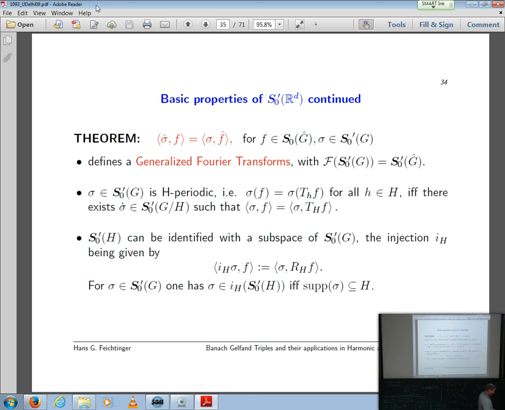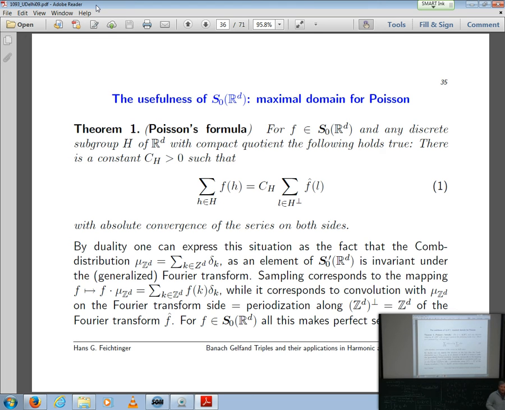Maybe let's see what else. Yeah, another point which I like to emphasize is Poisson's formula is extremely important. I really take the classical version saying that if you have a subgroup, it can be the integer lattice on the real line, and you take the function, sum up the values over the lattice, then it's the same as the Fourier transform along the orthogonal lattice.